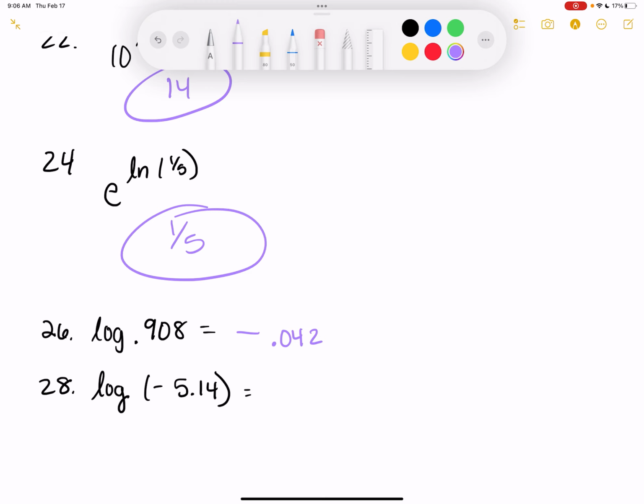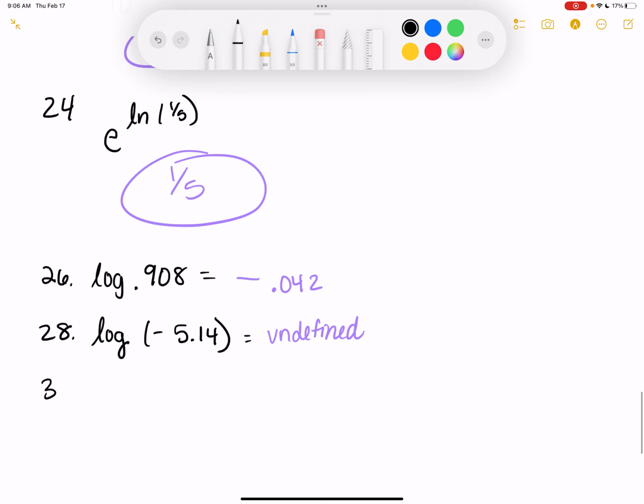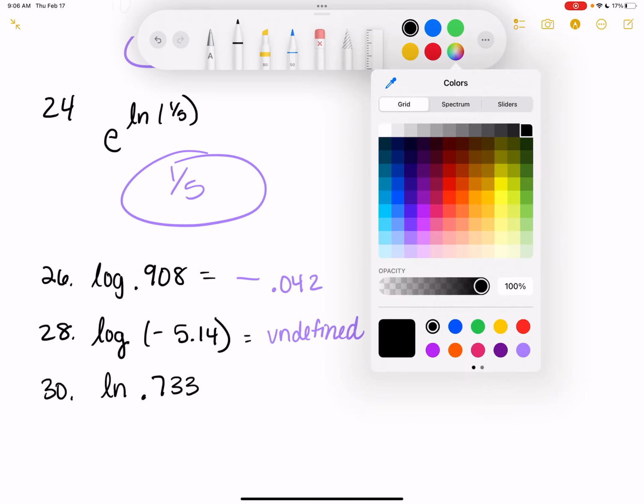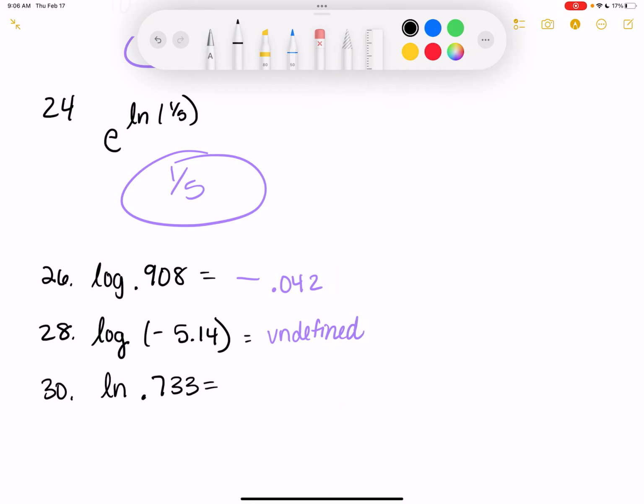All right. The log of negative 5.14. Okay, undefined. Because it's a negative number, so I can't have it. 30. The ln of 0.733. Negative 0.13. Where's the ln? Never mind. Oh wait, I used the log button, not the ln.